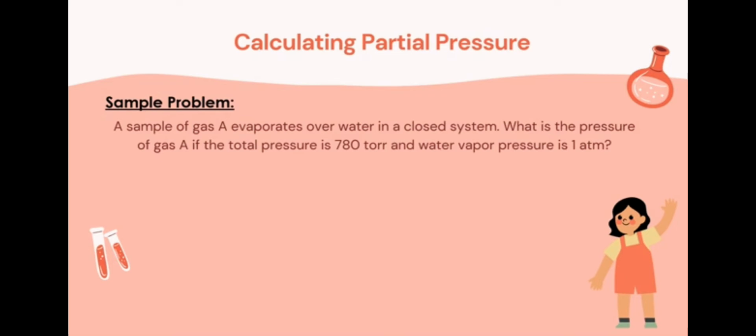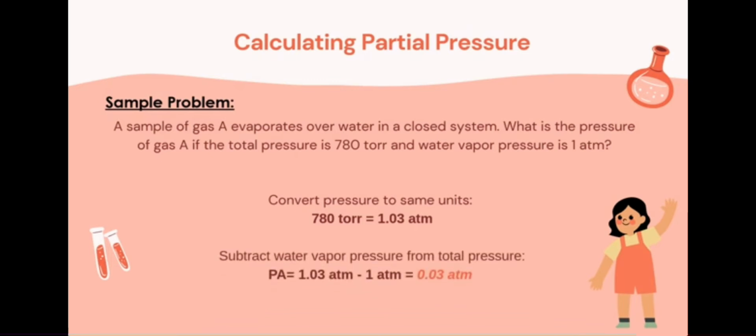In calculating partial pressure, a sample of gas A evaporates over water in a closed system. What is the pressure of gas A if the total pressure is 780 torr and water vapor pressure is 1 atmospheric pressure? First, we convert the pressure to the same units. To convert the pressure, we divide 780 torr by 760 to get the atmospheric pressure, 1.03. Then, after that, we subtract water vapor pressure from total pressure to get partial pressure of gas A.